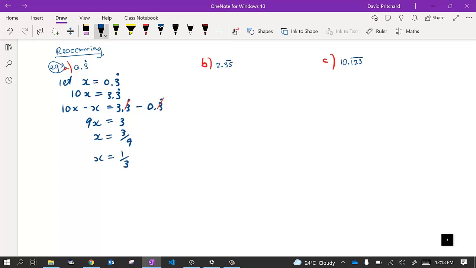In our next one, we've got 2.35, where the 35 is recurring, so we can let x equal 2.35 recurring.